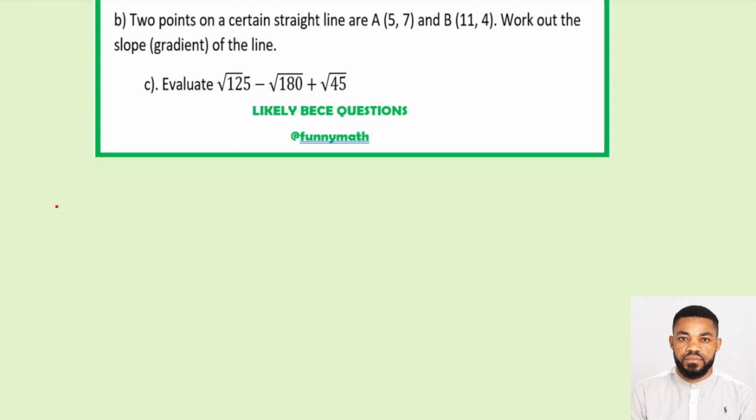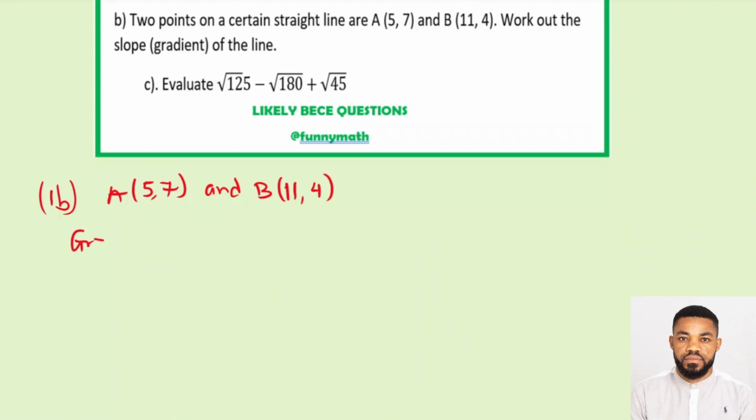That is 1B. So let me work that one here. We have 1B. And the question is: 2 points on a certain straight line are the point A with coordinates 5, 7, and that of B with coordinates 11, 4. We have to work out the slope or the gradient of the line. The slope is the same as the gradient. So how do we do that? This is a simple question.